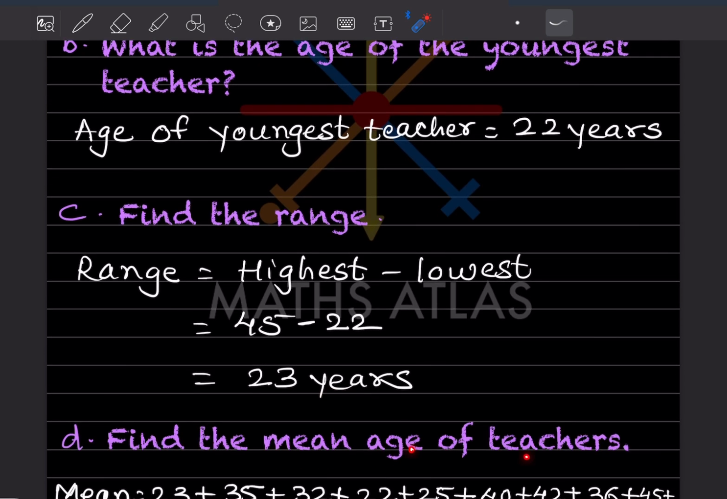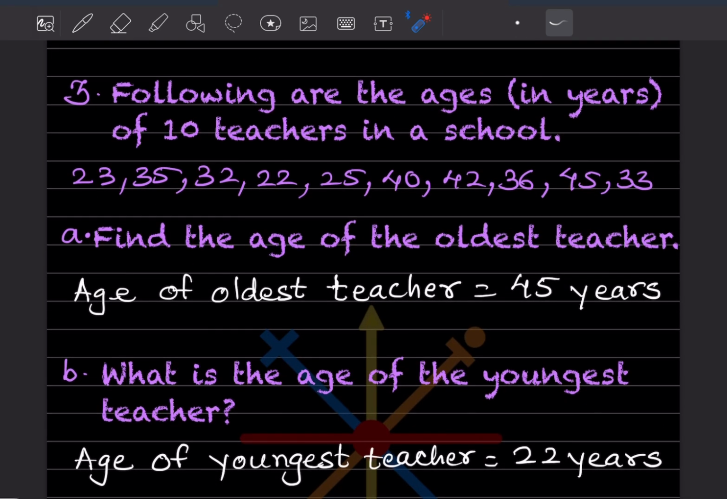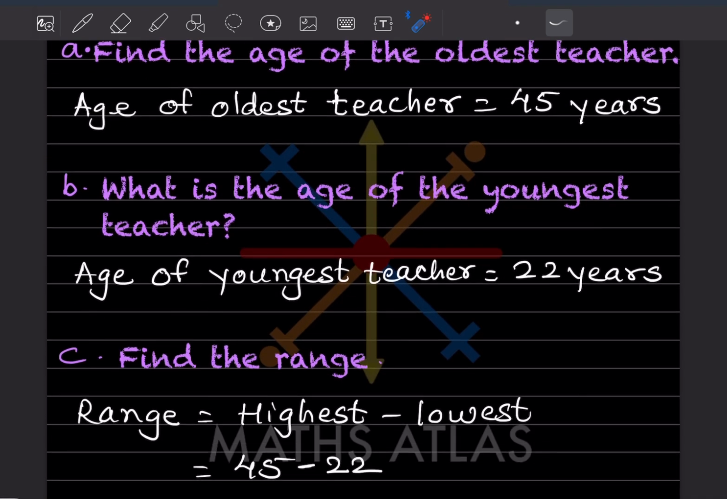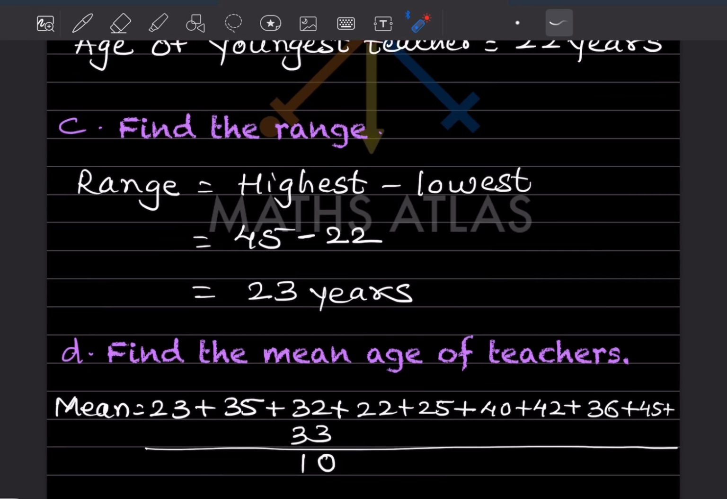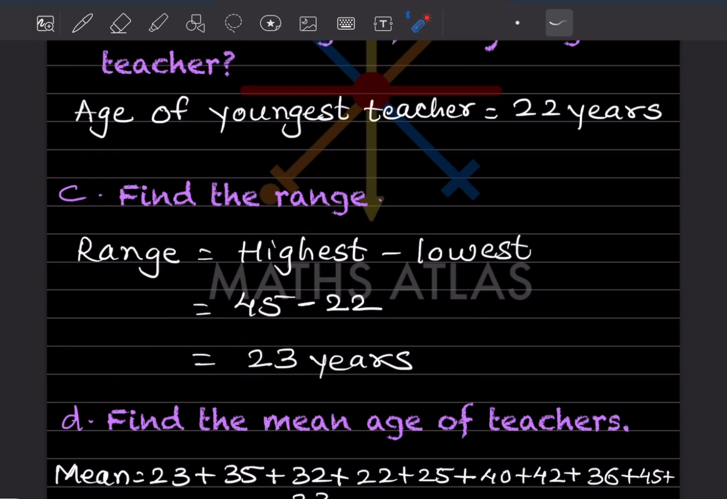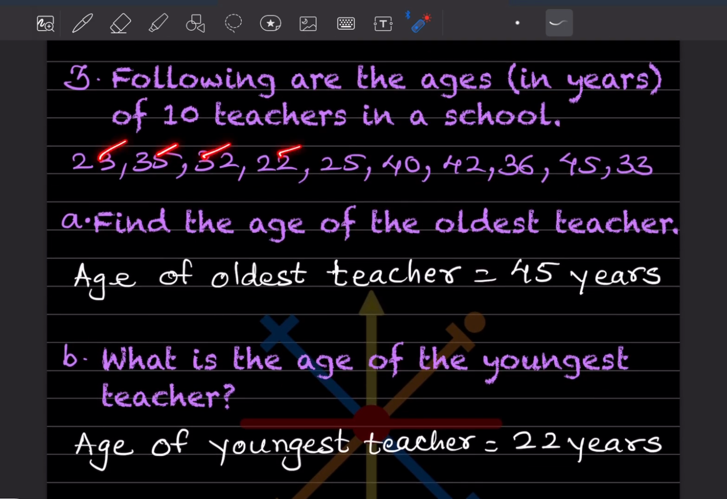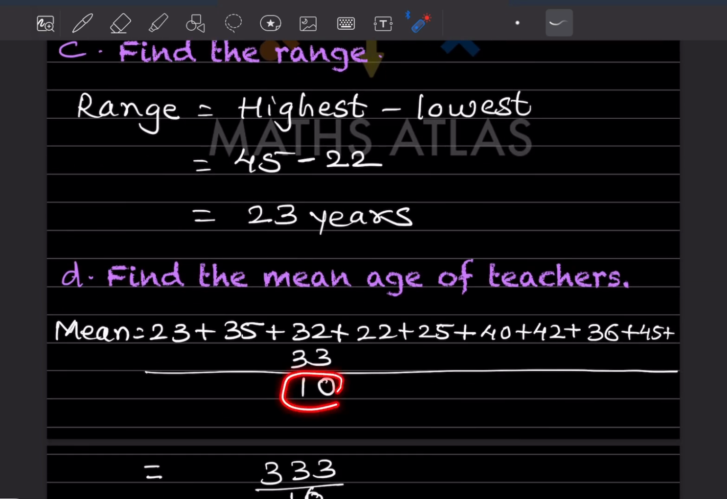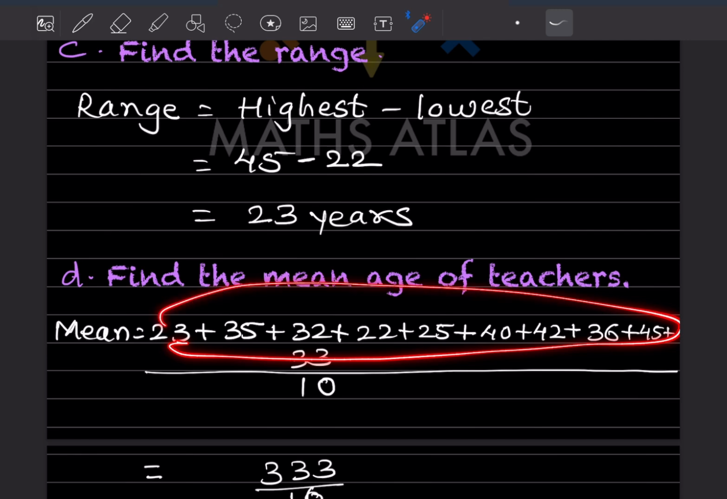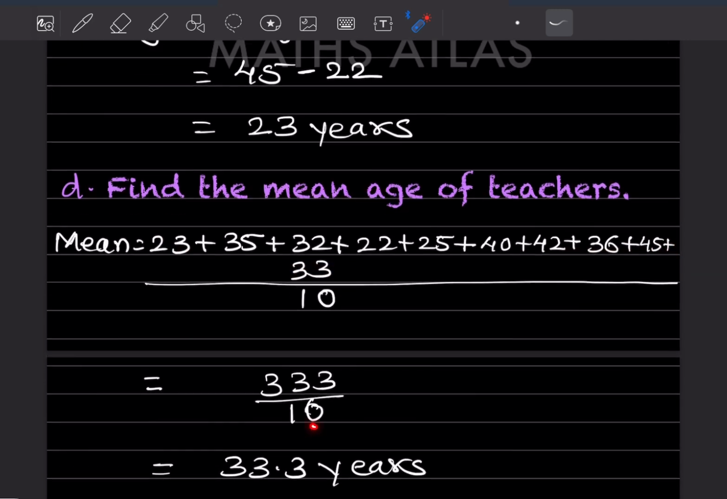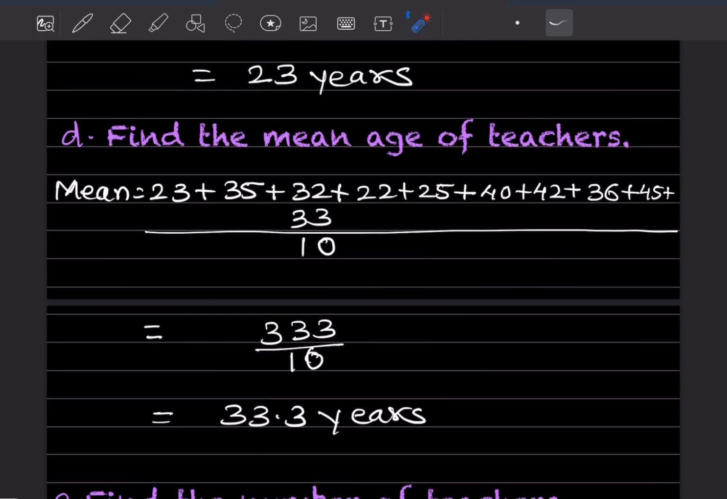Find the mean age of teachers. Mean age of teachers means you are going to add all these. Because there was a shortage of space, I wrote this 32 plus 33 down. You can also put it in one line. So here you're going to add the numbers, and how many teachers are here? 1, 2, 3, 4, 5, 6, 7, 8, 9, 10. So number of observations, you're going to divide it by 10. When you add all these, you get 333 divided by 10. So you will go backwards 1. So that is going to be 33.3 years. So mean of age of teachers is 33.3 years.